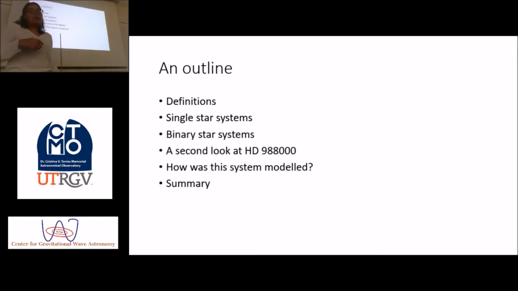Once we wrap that up, I'll go ahead and introduce HD 98800, which was the system that was talked about in the paper that Moises mentioned. After I introduce HD 98800 and a few of the characteristics of that system, I will talk about how the system was modeled in the paper that I read. And then after that, I'll go ahead and summarize the conclusions that were made in the paper.